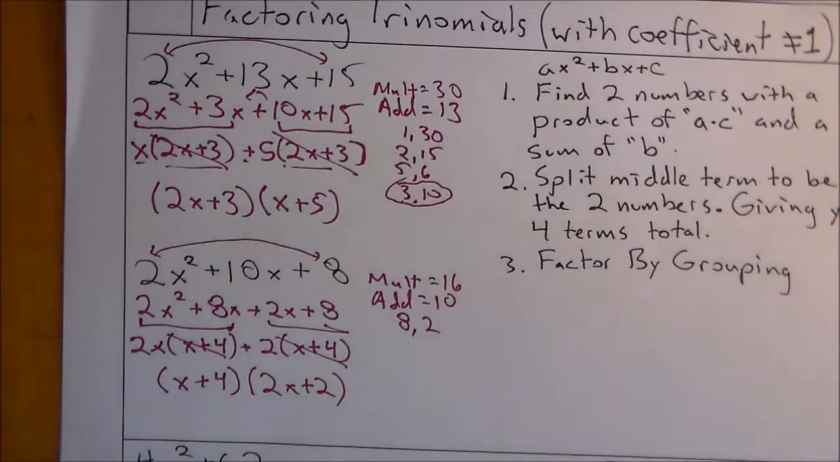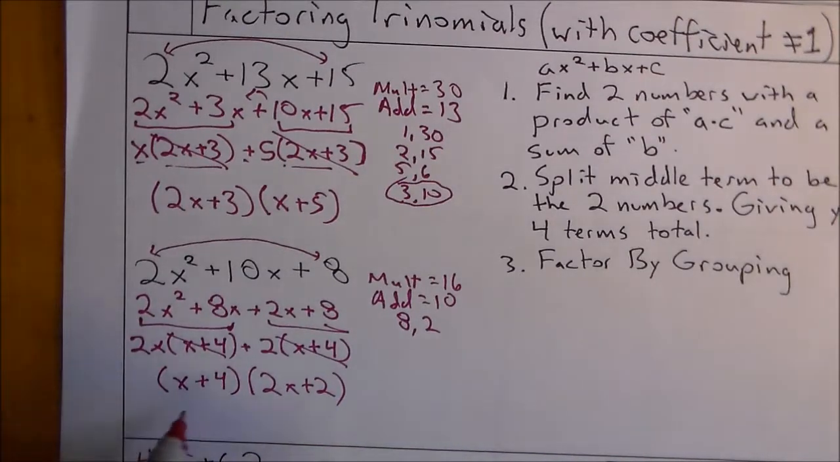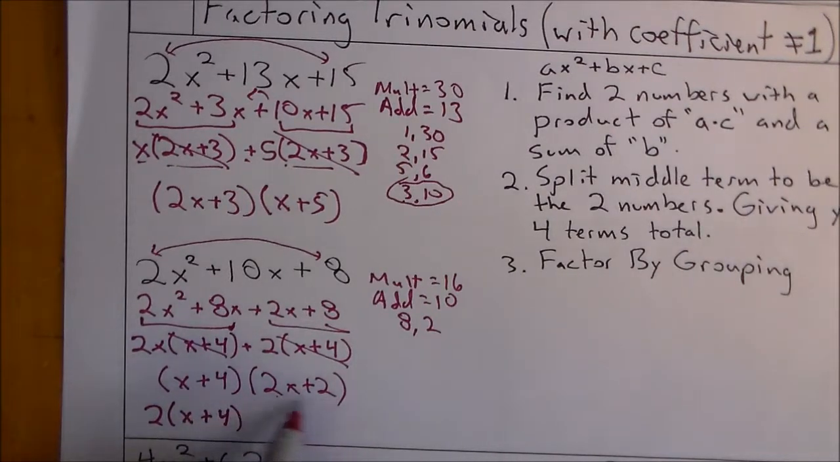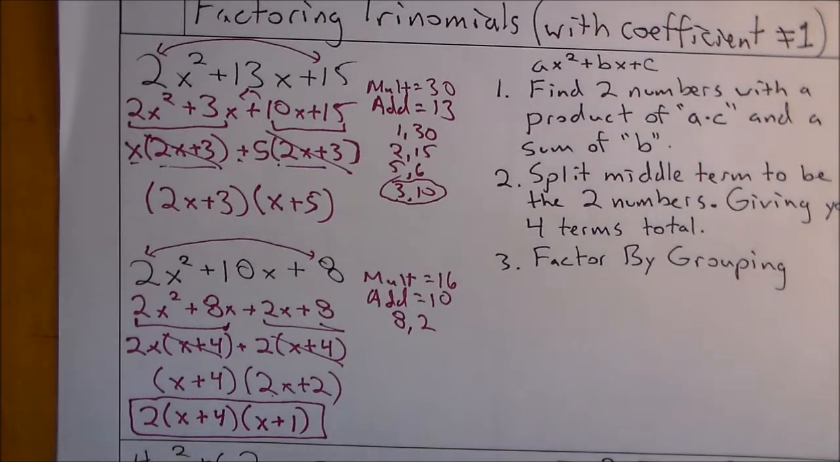Now, we have to be careful there because that is not factored completely. 2x plus 2 has a greatest common factor. I can take a 2 out of this, so I'm going to put 2 out in front, x plus 4, and then when I factor a 2 out, it becomes x plus 1. So my three factors are 2, x plus 4, and x plus 1.